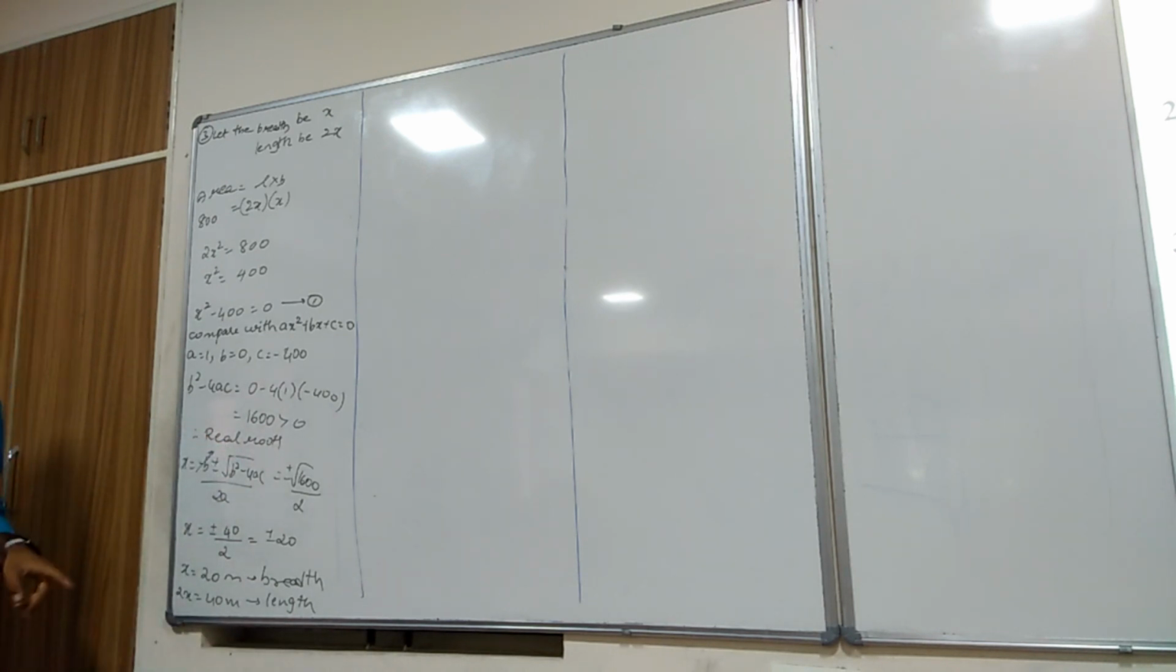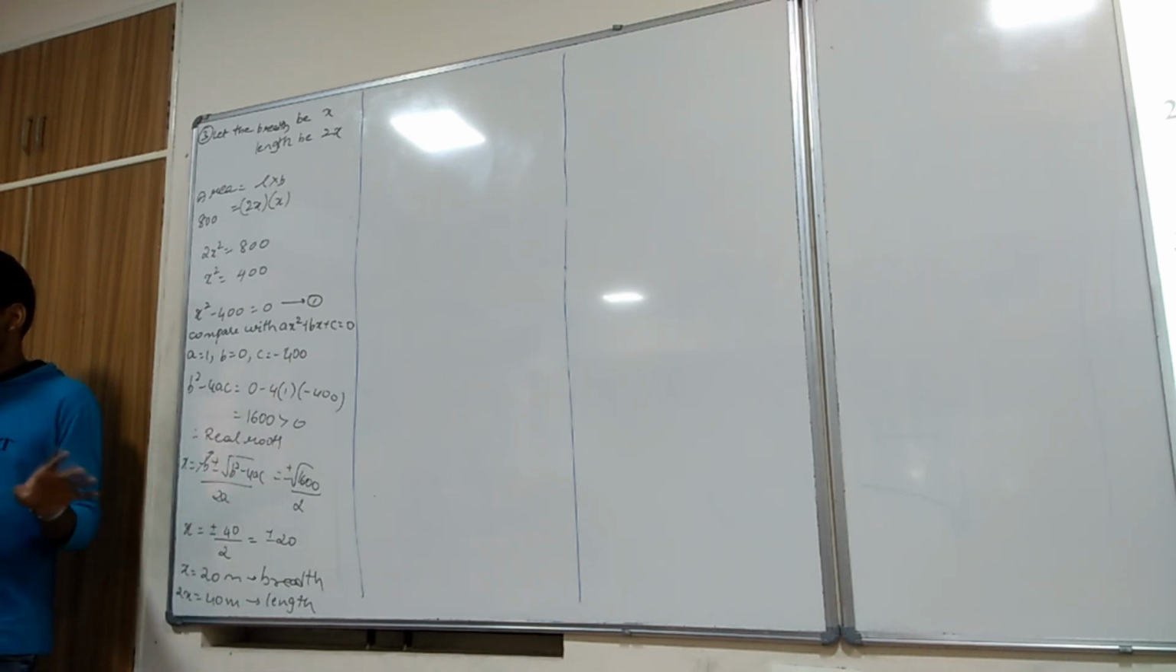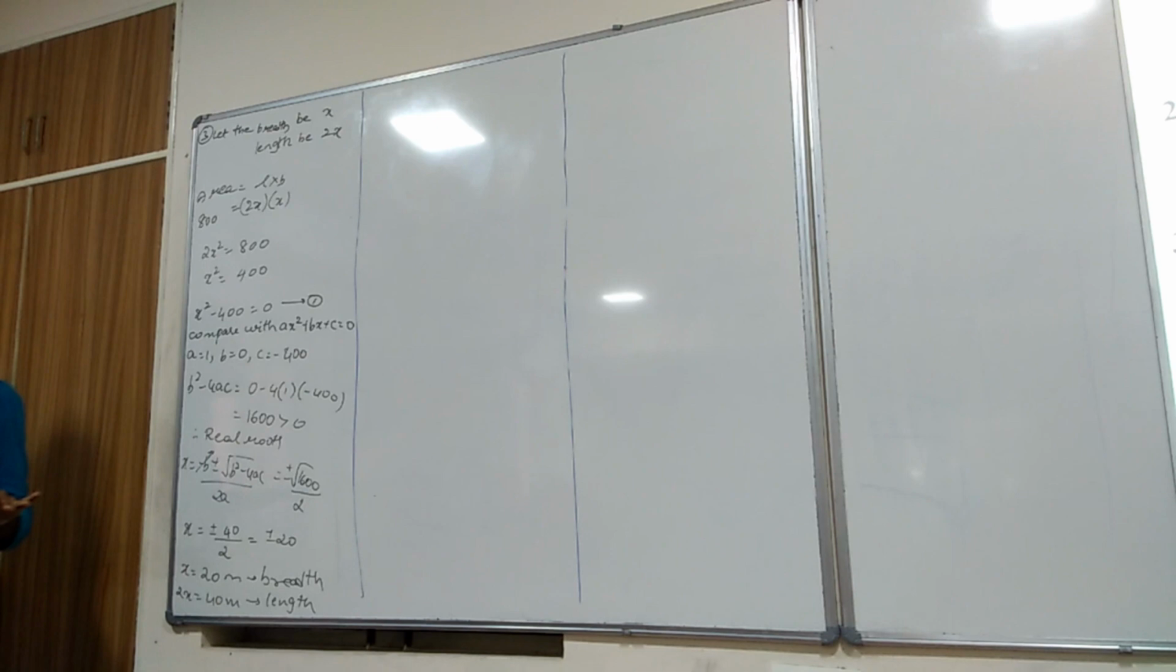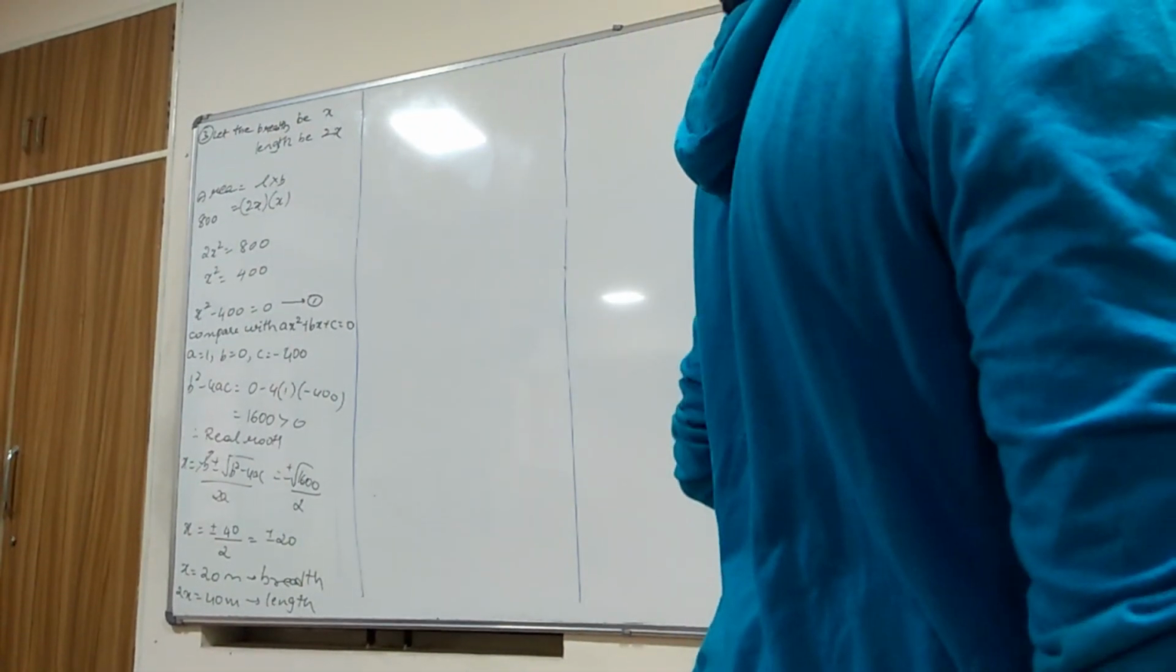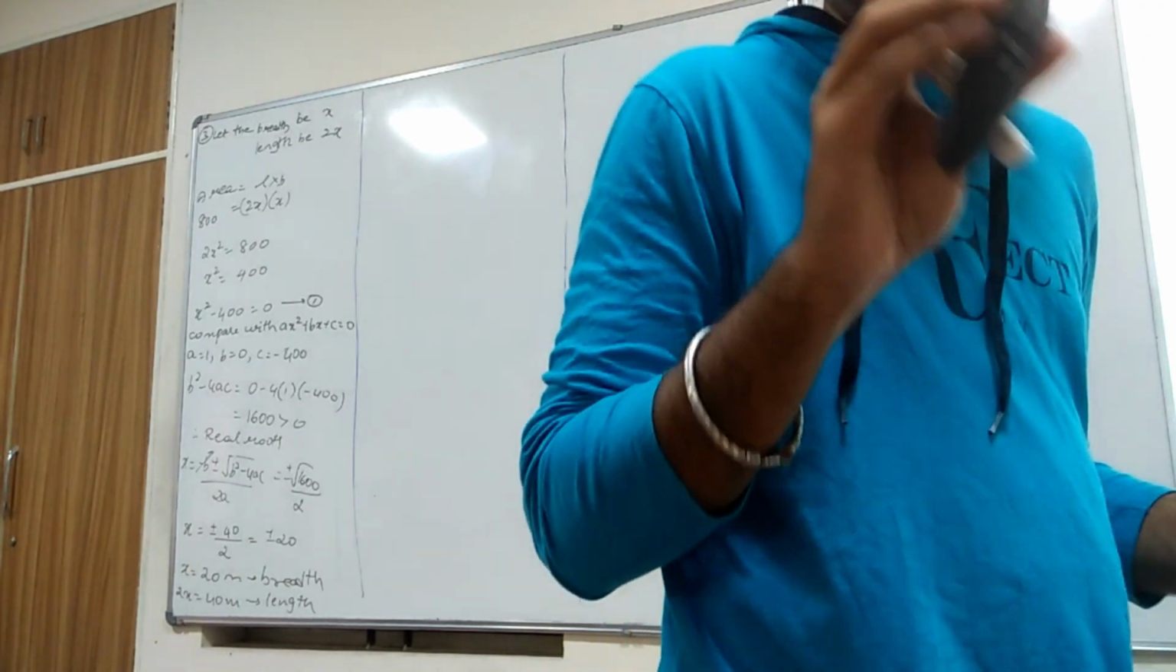First, if it is possible, then only you have to find. If you find it out directly, they won't give you marks. They have asked you, is it possible first? Then it is possible, then you find. Clear? We'll go for the next question. Wait, I'll give you time.